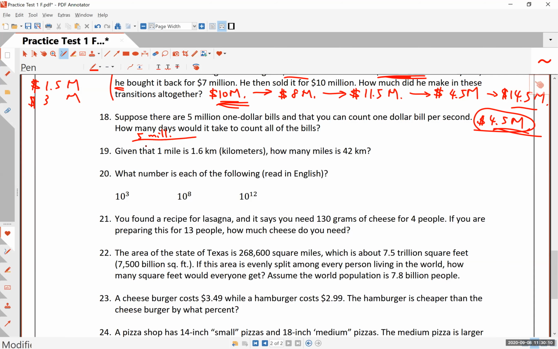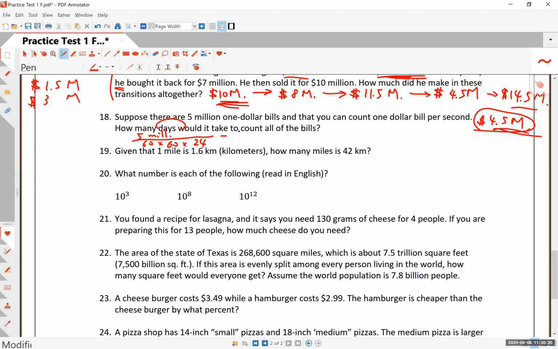If you divide it by 60 seconds, that's going to tell you how many minutes it would take you to do that. So let's divide by 60 again. This will tell you how many hours it would take you to count $5 million. It's still going to be a big number. So then you divide by 24, this will tell you how many days, which is the question.